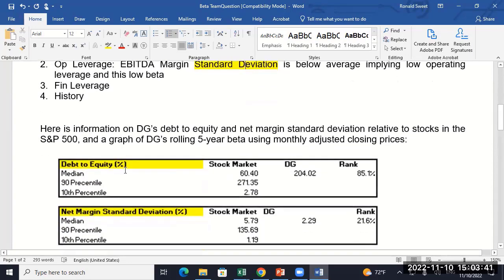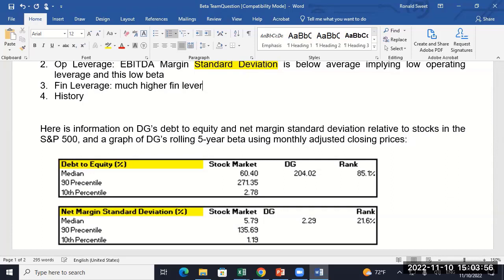Then financial leverage, here's their debt to equity. It's 204%. That is their debt to equity. Unlike here, I didn't give you the standard deviation of the debt to equity. That's the actual debt to equity. Well above average. Much higher financial leverage. 204.02% debt to equity versus the stock market, raising their betas.